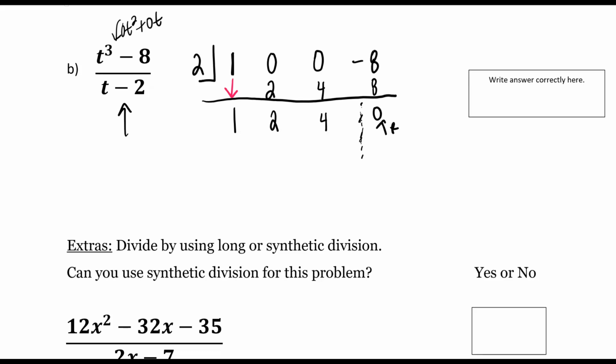because our remainder is 0. Now, since we were dealing with t cubed originally, then 1 is the coefficient of what? If you said t squared, you are correct. And then we're going to go down in descending order. So that's t squared plus 2t plus 4 as your final answer for that one.